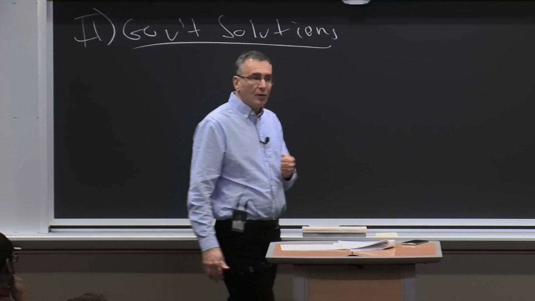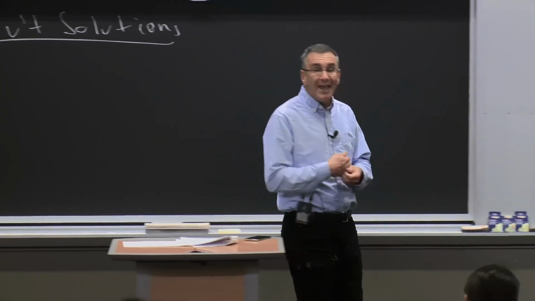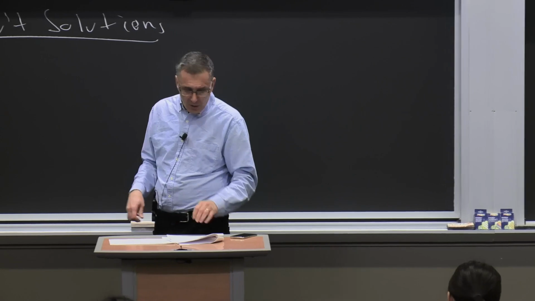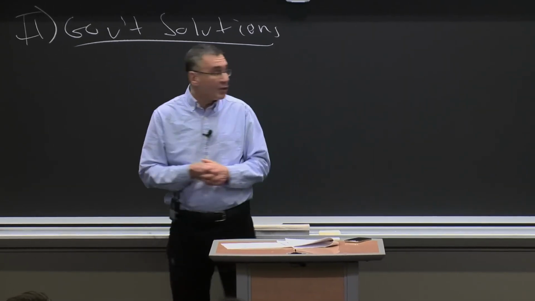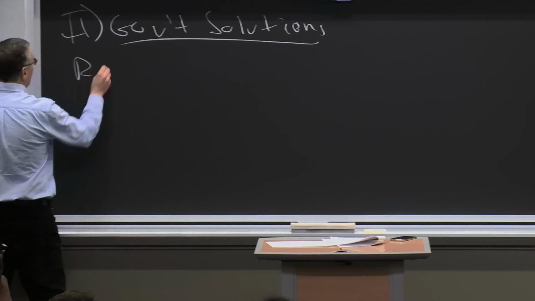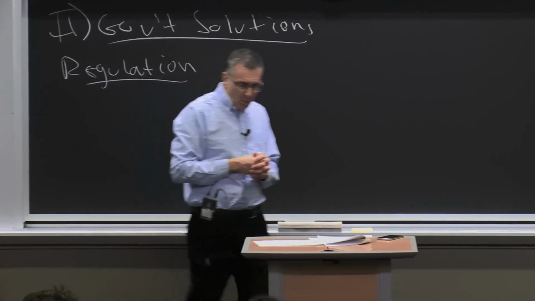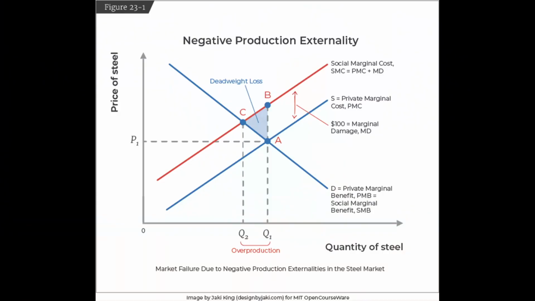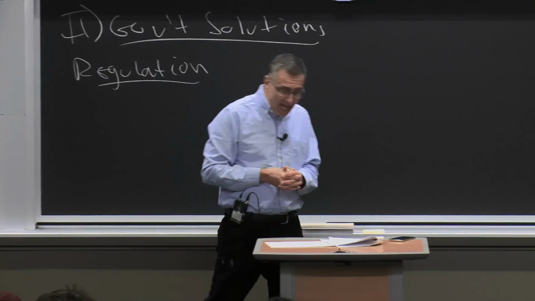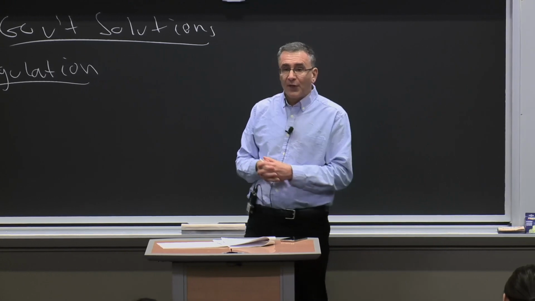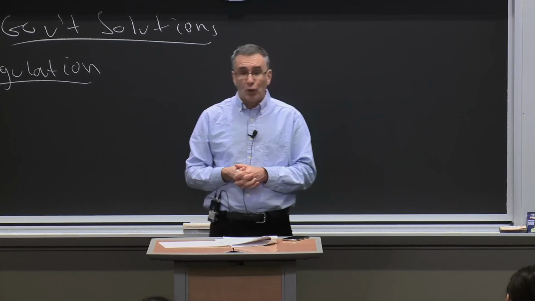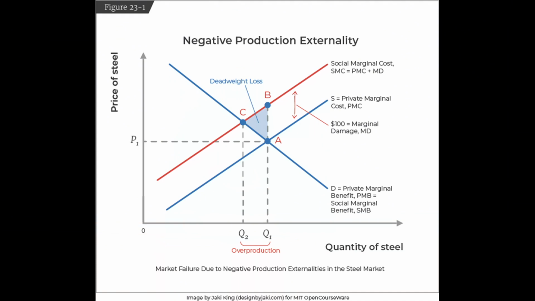So let's talk about theoretically what the government might do, and then practically what the government actually does do. Theoretically, the government has two options. The first option is regulation. Going to figure 23.1, the government could summon the steel plants and say, we've done the math, and your optimal level of steel production is Q2. So we're going to regulate you and say you can't produce more than Q2. If the government did that, we would get the optimal outcome, where Q2 would be produced.